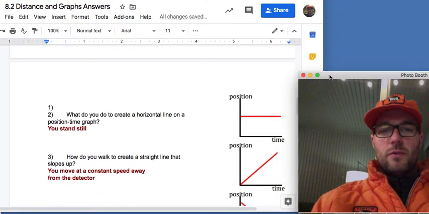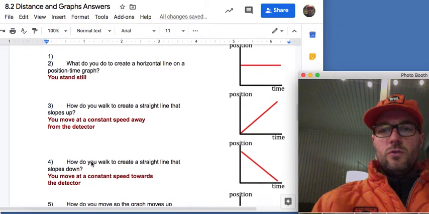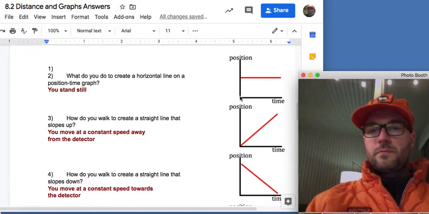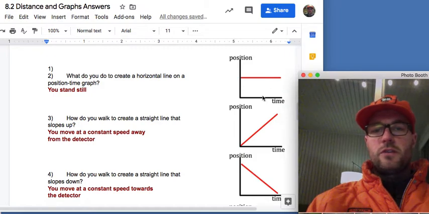Alright, let's move this a little bit. Number 2. Number 1? Get out of there. What do you do to create a horizontal line? You stand still. That's what you do. So stand still. Position doesn't change over time.